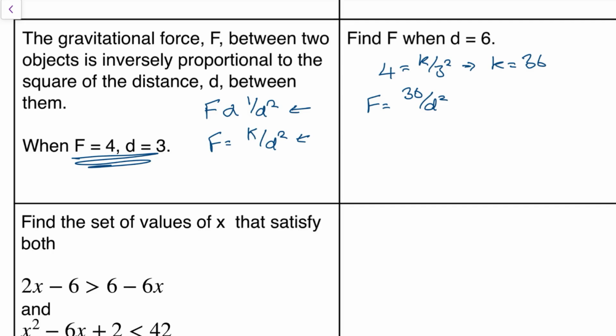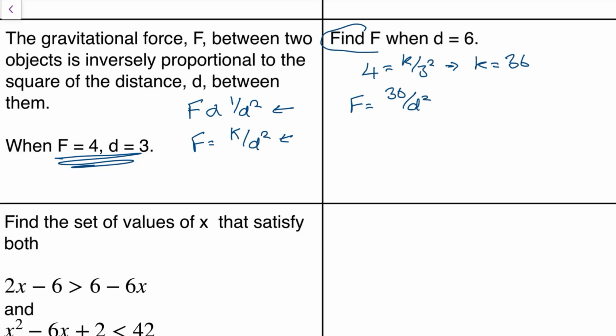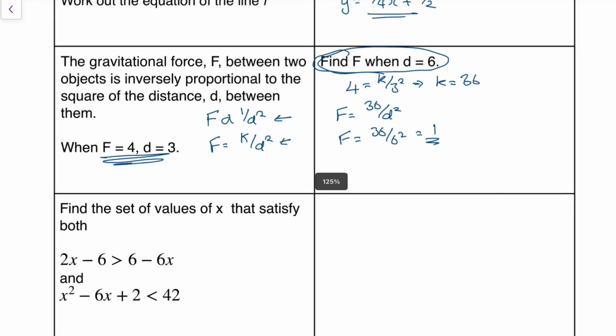Next part of the question, again, is always very similar. So now it says find the value of F when I know what D is. So therefore, when D equals 6, F equals 36 over 6 squared, which is 36 over 36, which is 1. Not a bad question, but it's a typical sort of layout for these sort of questions. One of these, which once you get familiar with, isn't too bad at all.